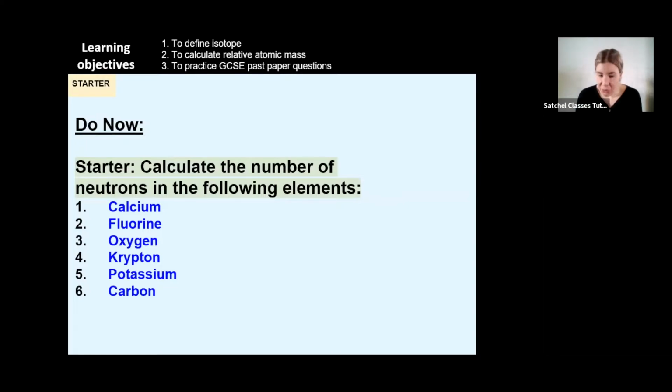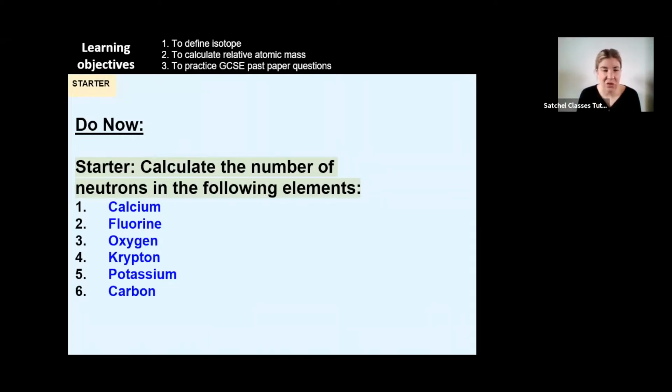So to get your brains in gear, I would like you to have a go at this, please. The starter is to calculate the number of neutrons in the following elements. There are 6 elements there. This is where you're going to need your periodic tables. That's all I'm going to tell you as a hint, but you will need your periodic tables. I'm not asking for the protons, I'm not asking for the electrons, I'm asking for the number of neutrons.